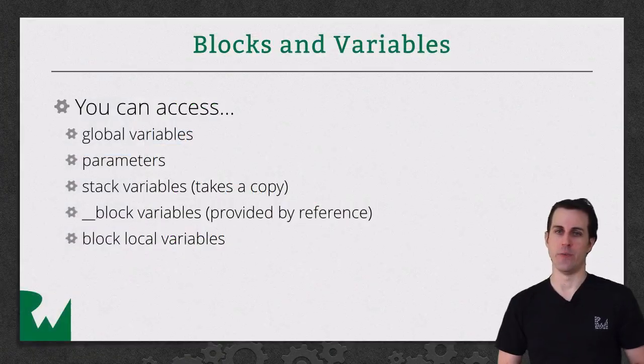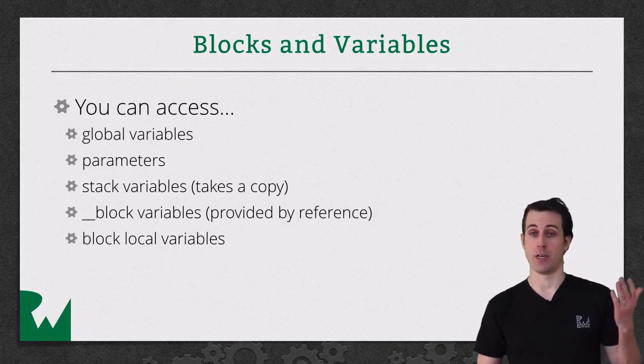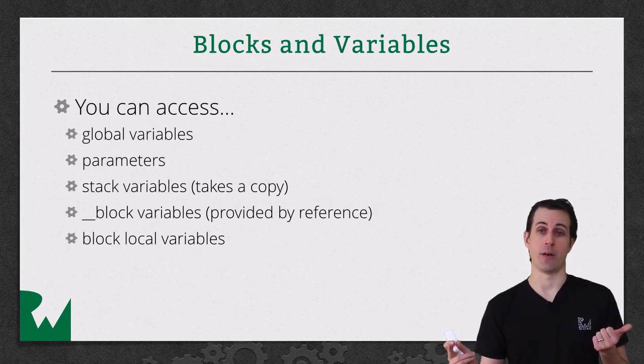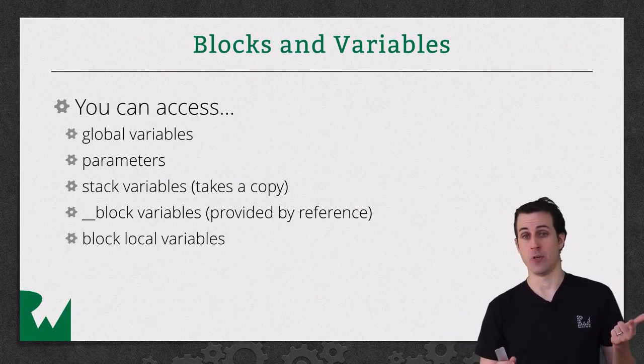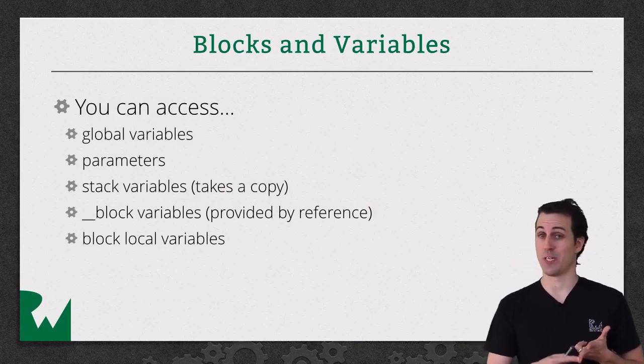So as I mentioned earlier in this video, one of the greatest things about blocks is you can access variables that are outside the scope of the current block from within a block. So here's a list of everything you can access. First of all, you can access global variables from inside your block code. You can access the parameters, obviously, that are passed into your block. You can pass in stack variables, and this is where it gets particularly interesting.